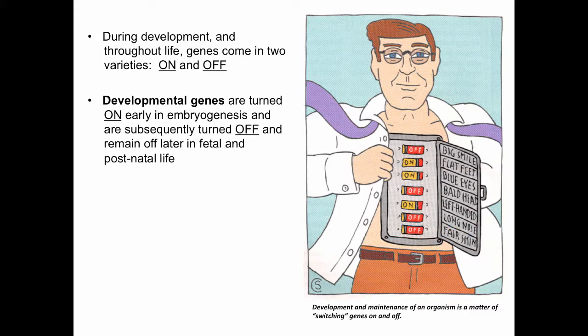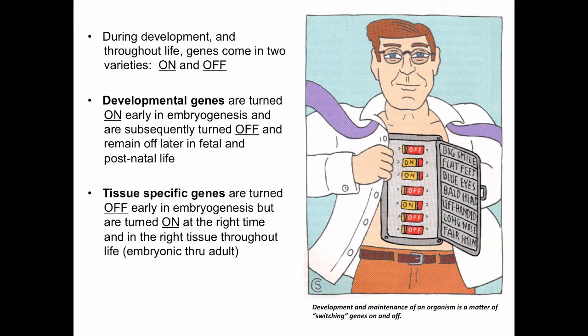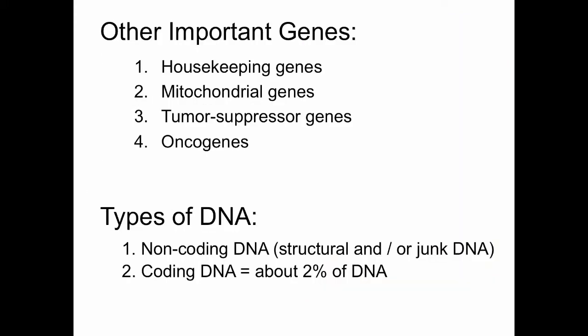Developmental genes are turned on early in embryogenesis and are subsequently turned off and generally remain off later in fetal life and postnatal life. On the other hand, tissue-specific genes may be turned off early in embryogenesis, but are turned on at the right time and in the right tissue throughout life, whether it's embryonic life or even through adult life. Besides developmental genes, there are other important genes.